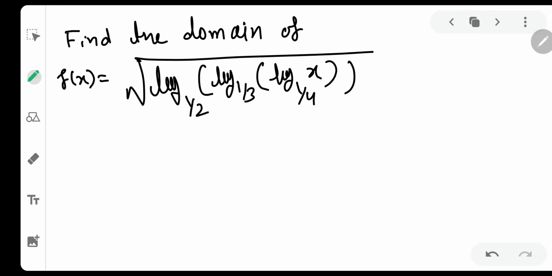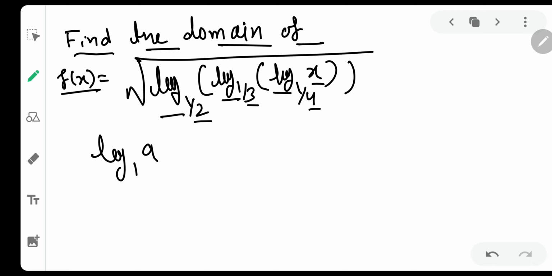Now over here we are asked a question: find the domain of f(x) = log of log of log of x to the base 1/4, to the base 1/3, to the base 1/2, where the bases are 1/4, 1/3 and 1/2 respectively. Okay, now what are we needed to do? We need to understand a very basic idea of a log inequality.